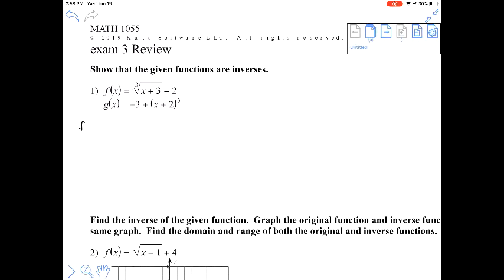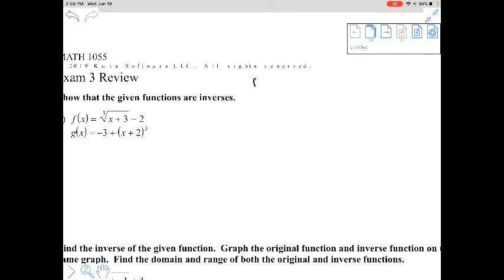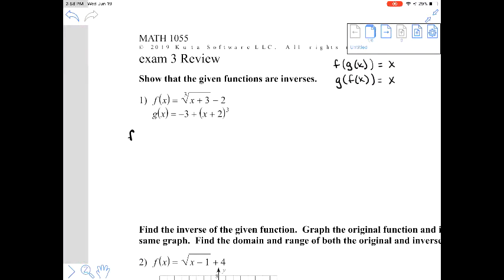Okay, so for question 1, to show that two given functions are inverses, you've got to show two things. You've got to show that f of g of x is equal to x, and you also have to show that g of f of x is equal to x. You have to show both of those things. So starting with f of g of x, that means the g function is going to go inside the f function.